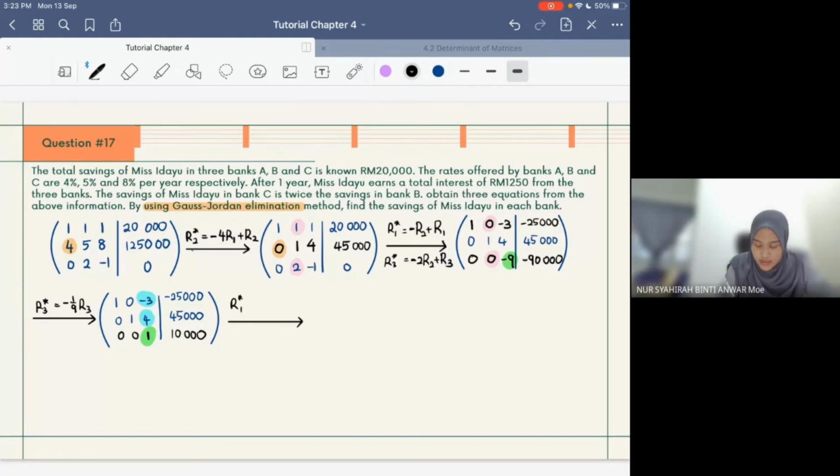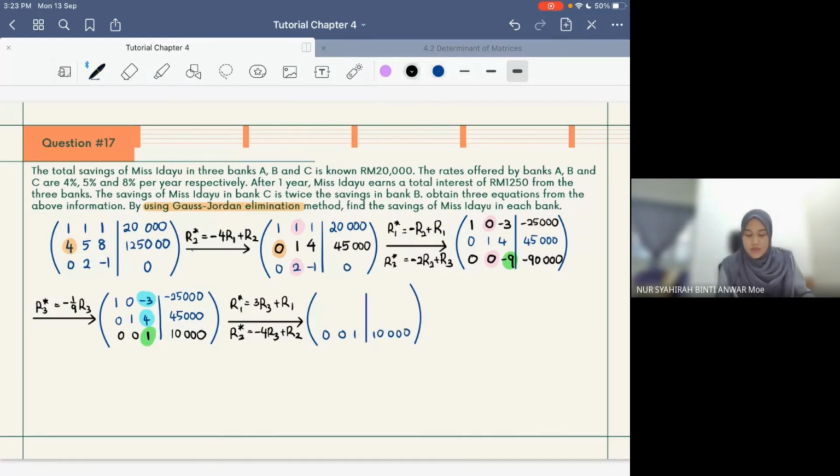So row 1 star will be 3 row 3 plus row 1, and row 2 star will be negative 4 row 3 plus row 2. The 0, 0, 1 at the bottom we copy first because nothing changes. And lastly we write the answer for row 1. So 3 row 3: 0 times plus 1 will be 1. Here will become zero. And 3 plus negative 3 gives zero. 30,000 minus 25,000, so we have 5,000. Okay, the first row is settled.